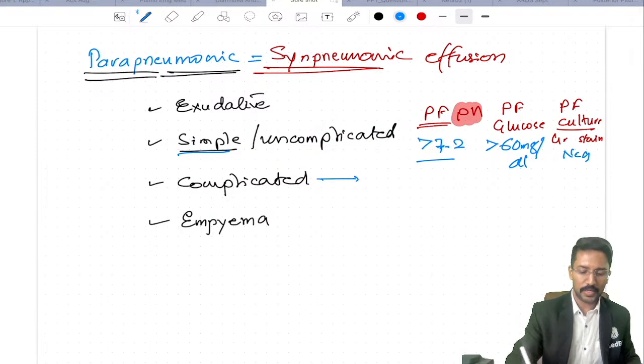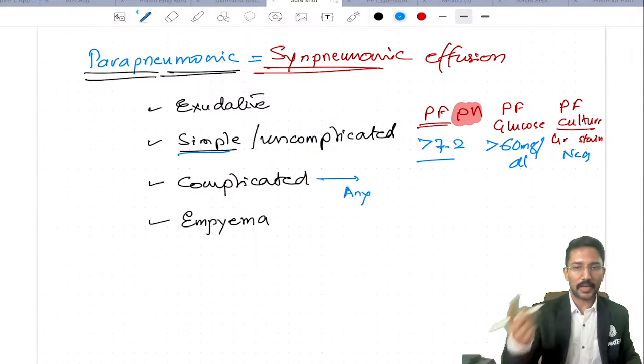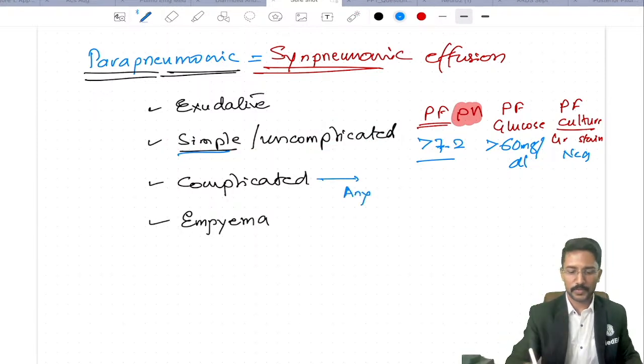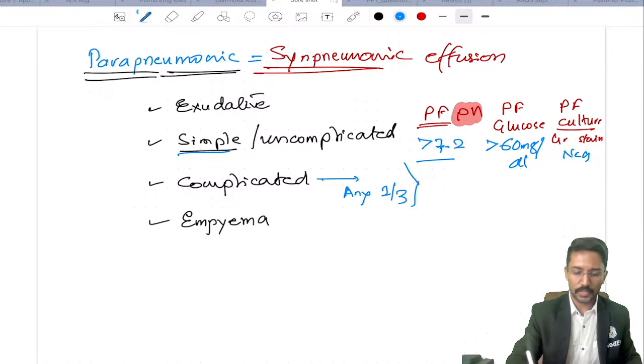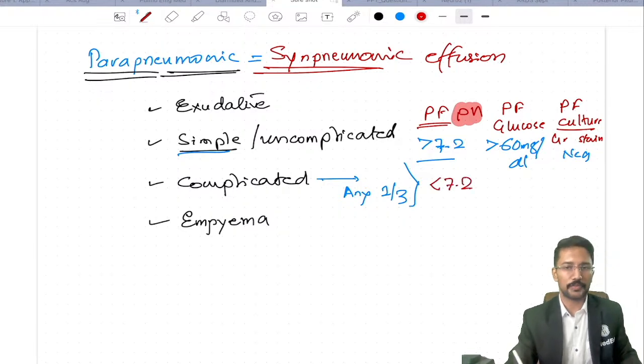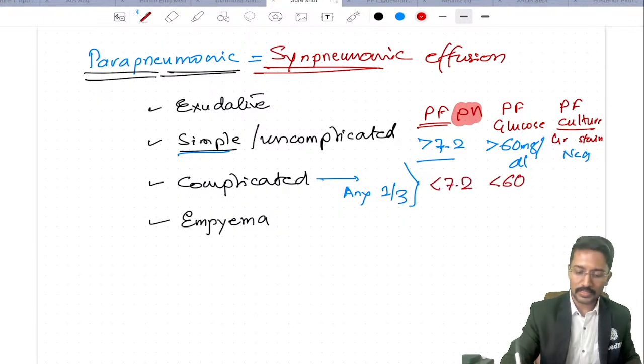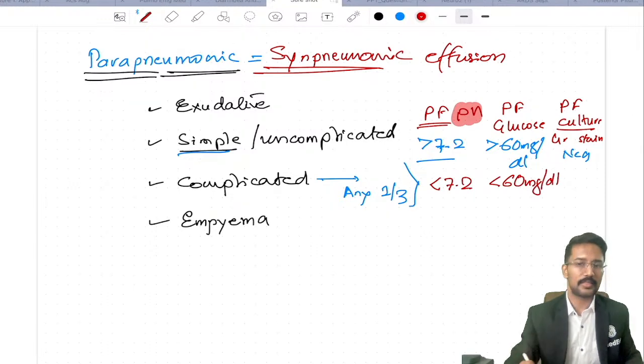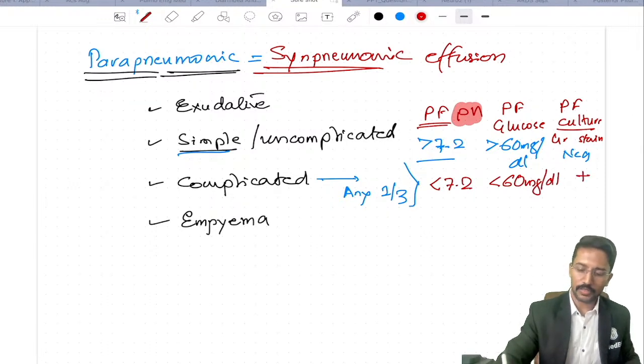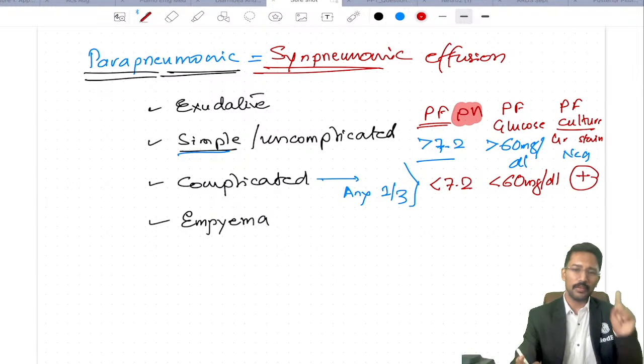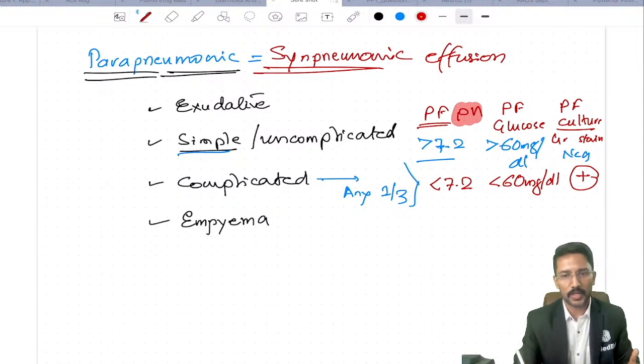When do you call it complicated? Any one of these three parameters I described, if it is abnormal, can be called complicated: when pH is less than 7.2, or the glucose is less than 60 milligrams per deciliter, or culture or gram stain, any of that is positive. Any one is enough to call it complicated.